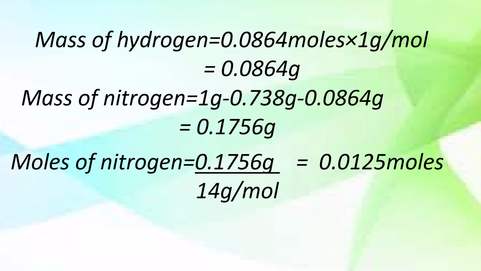Now, mass of nitrogen, we have calculated mass of carbon, mass of hydrogen. For mass of nitrogen, we will calculate because the amount of sample is 1 gram. So, we will subtract mass of hydrogen and carbon from 1 gram to get mass of nitrogen. That is 1 gram minus 0.738 gram minus 0.0864 gram. So mass of nitrogen is calculated to be 0.1756 gram. Now we will calculate moles of nitrogen, that is 0.1756 gram, this is the amount of nitrogen, divided by 14 gram per mole. It is the atomic weight of nitrogen. So moles of nitrogen is calculated to be 0.0125 moles. Now we have calculated moles of carbon, hydrogen and nitrogen.